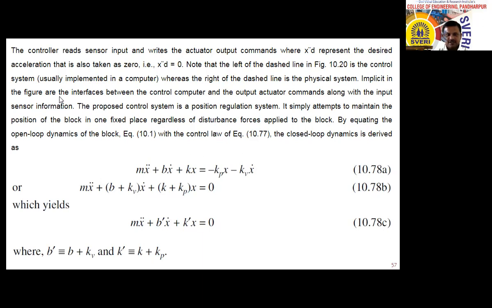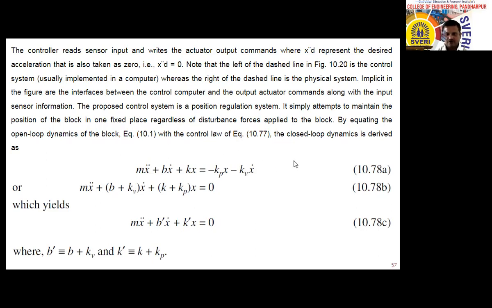Implicit in the figure are the interfaces between the control computer and the output actuator commands, along with the input sensor information. The proposed control system is a position regulation system. It simply attempts to maintain the position of the block in one fixed place regardless of disturbance forces applied to the block.